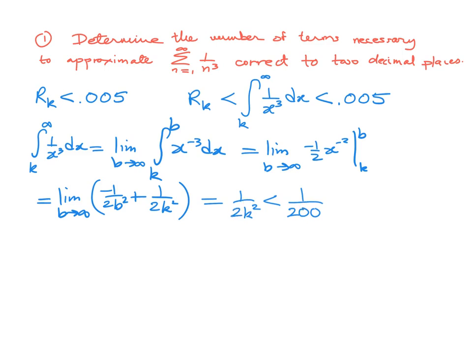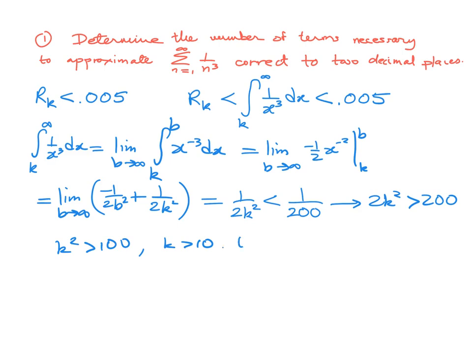So what I'm now going to do is take the reciprocal of both sides of this inequality. I know that in order for this fraction to be less than this fraction, then this denominator has to be bigger than this denominator, because after all, the numerators are the same. So really what I'm saying is that 2k squared has to be greater than 200. In other words, k squared has to be greater than 100, so k has to be greater than 10. Now k has to be strictly greater than 10 to guarantee this inequality, which then guarantees this inequality.